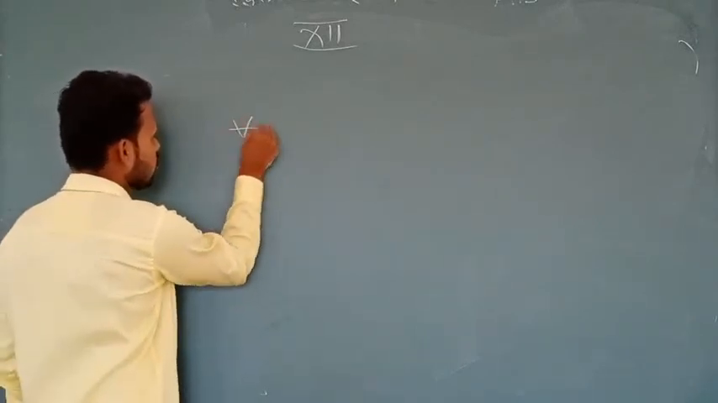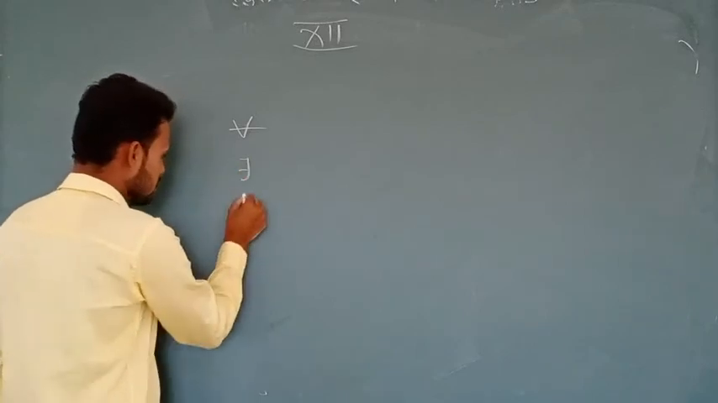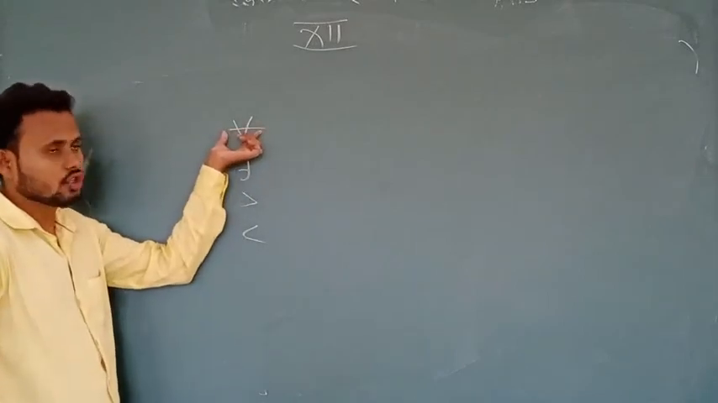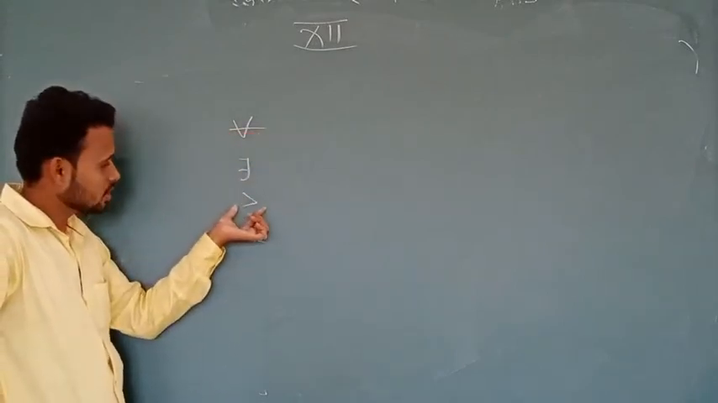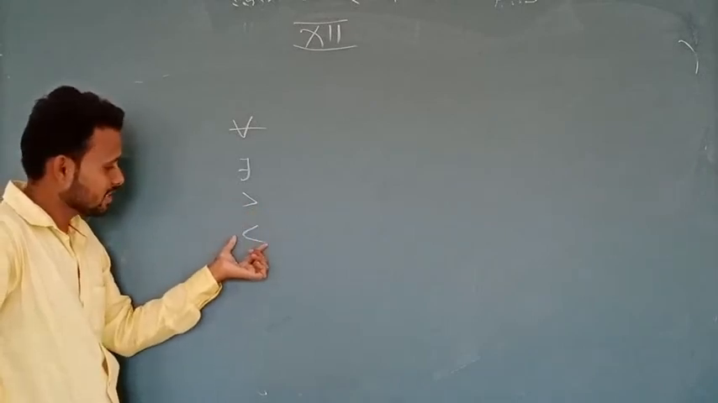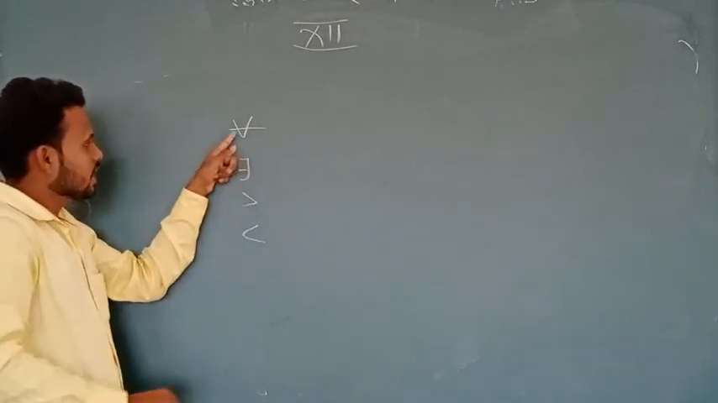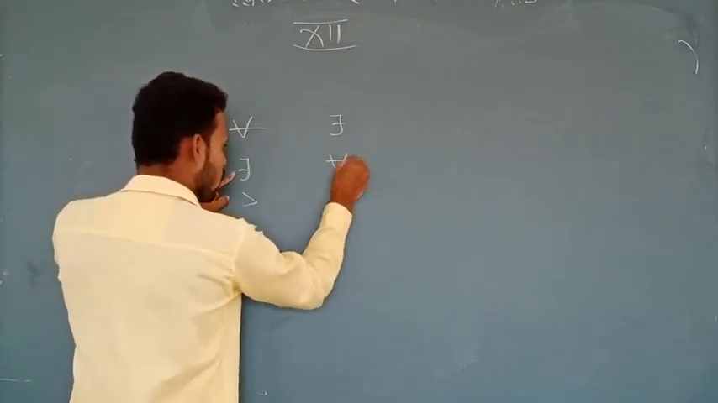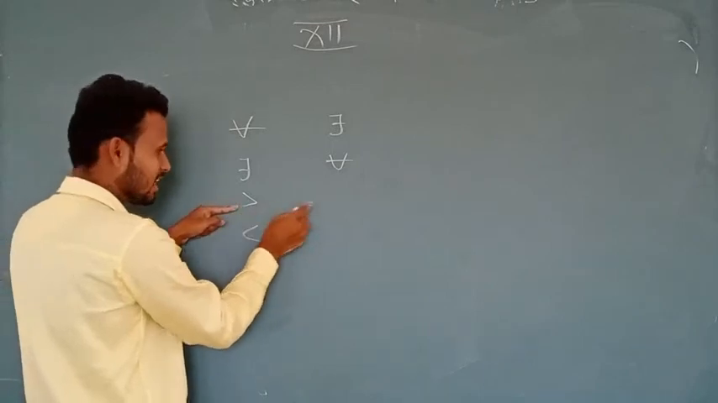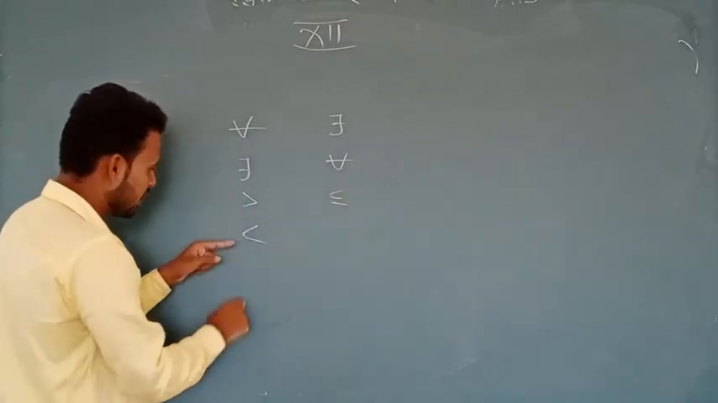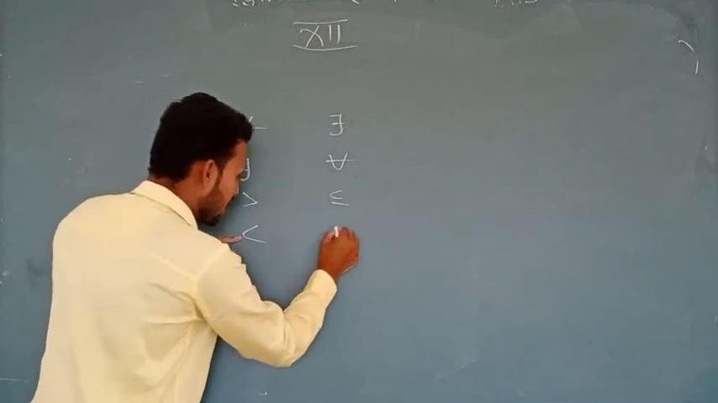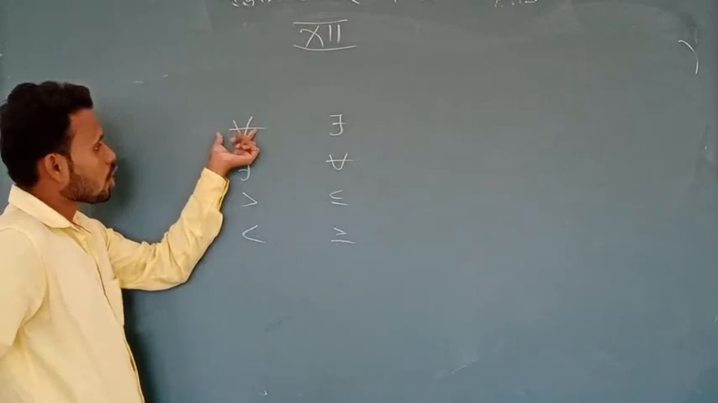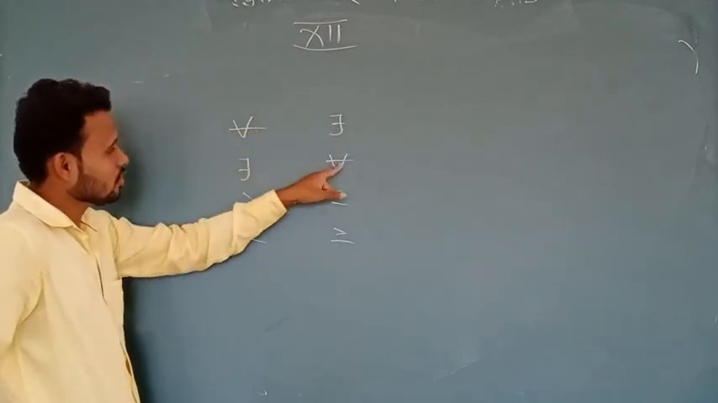Now this symbol denotes for all, this symbol denotes there exist, this denotes strictly greater than, and this denotes strictly less than. The negation of for all is there exist, and the negation of there exist is for all. The negation of strictly greater than we can write as less than or equal, and the negation of strictly less than we can write as greater than or equal.